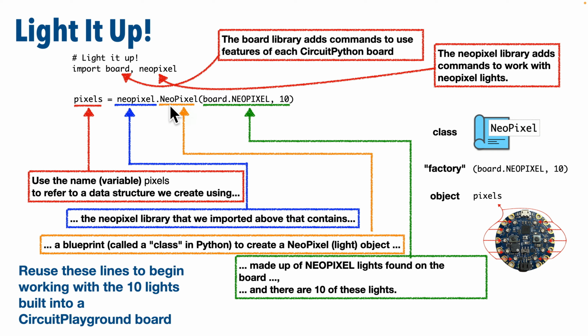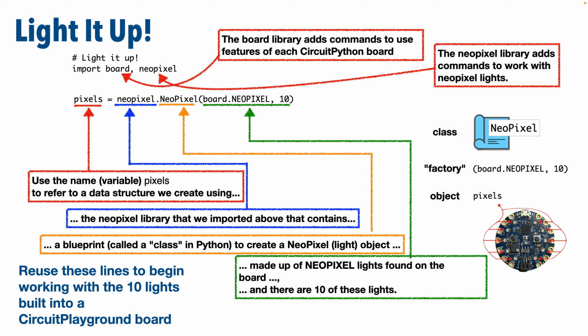So we read this line like this. Go to the neopixel library, which we imported, find the NeoPixel class, capital N, capital P, and then with the parentheses here, go to the NeoPixel factory using the NeoPixel blueprint and taking these two inputs, board.NEOPIXEL, comma 10, and create an object that we can use to point to the 10 lights that are on our board, and we'll call that object pixels. Now you can use this code over and over again whenever you need to refer to the 10 lights that are on your NeoPixel board.